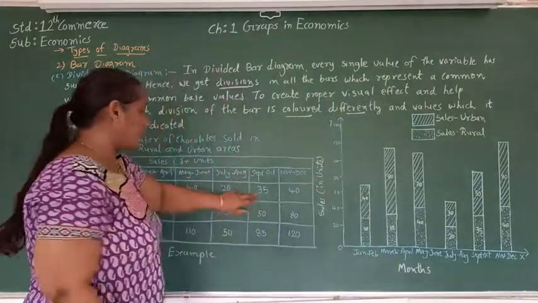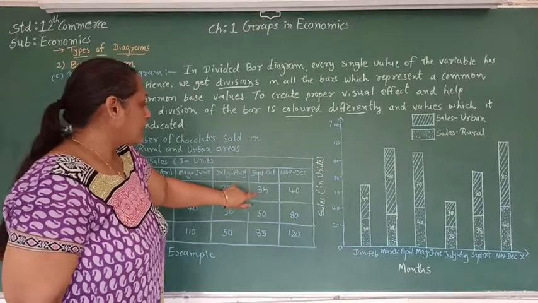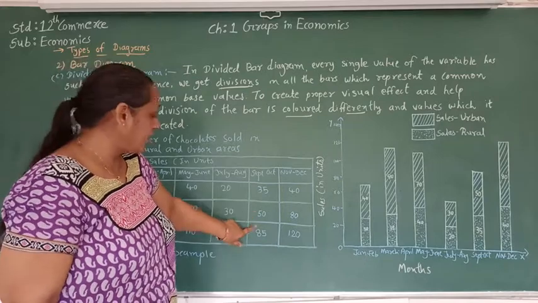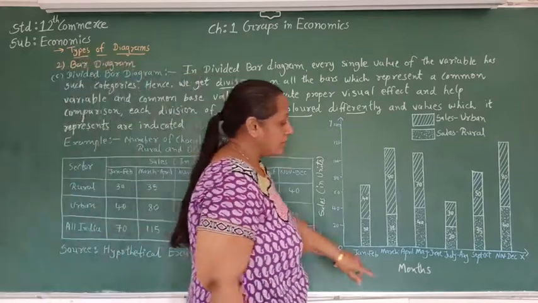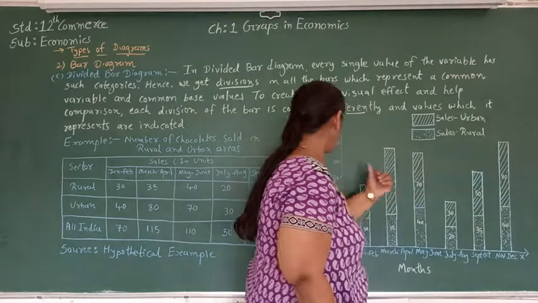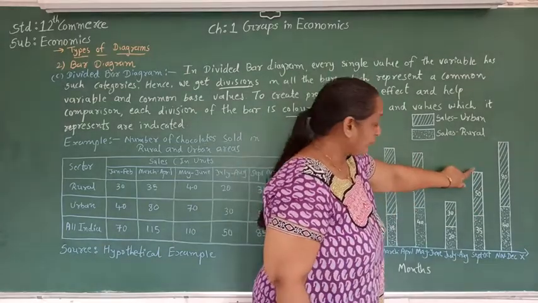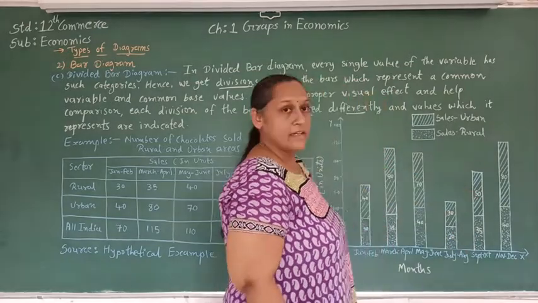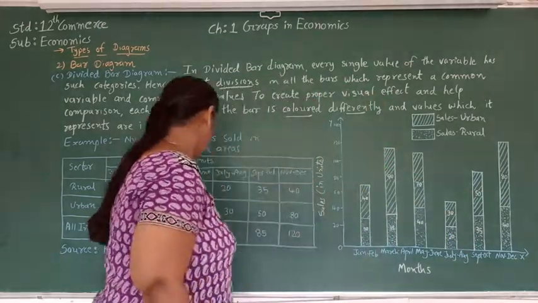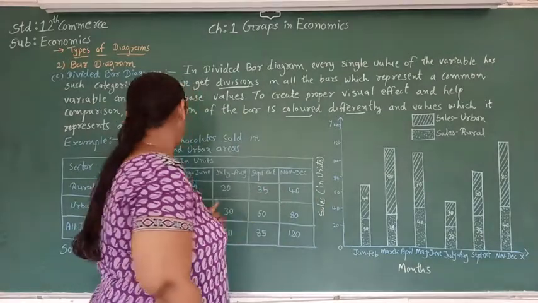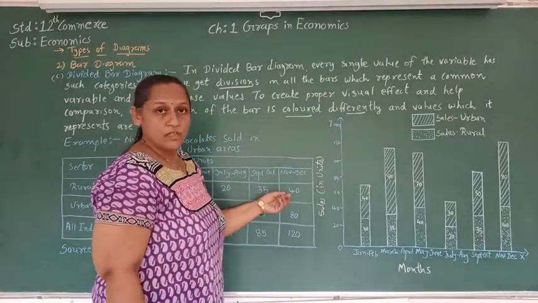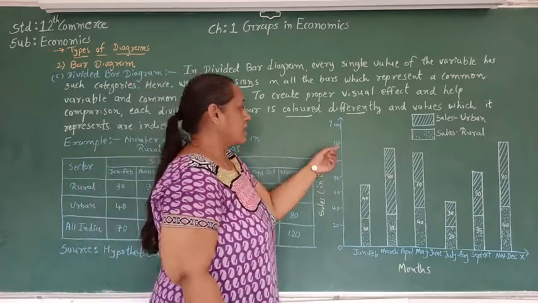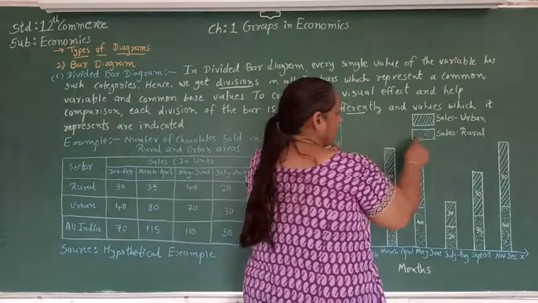Now let's talk about September and October. For that, in the rural area it is 35, in the urban area it is 50, and the total is 85 units sold. From that, in the rural area it is 35 units and in the urban area it is 50 units. Let's see November December: in the rural area 40 units sold, in the urban area 80 units, and the total is 120. So the total chocolate sold is 120.